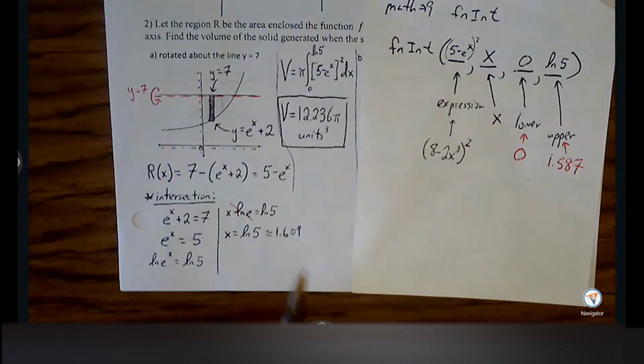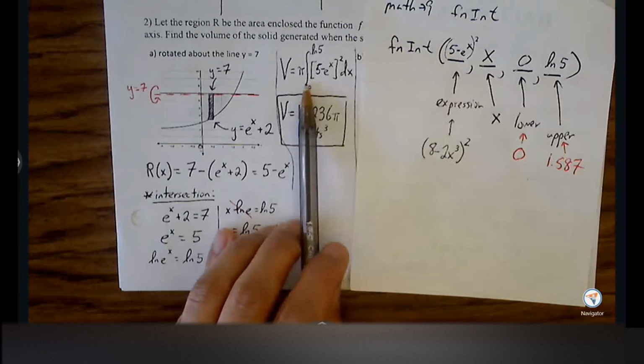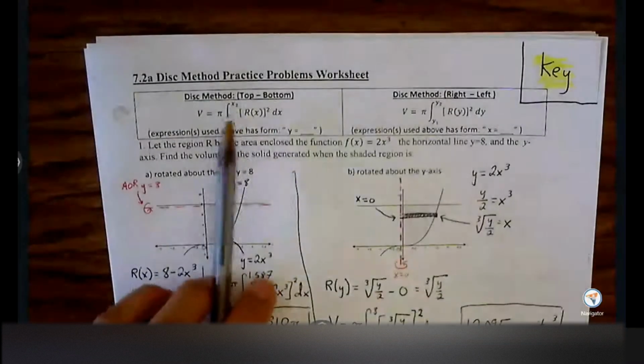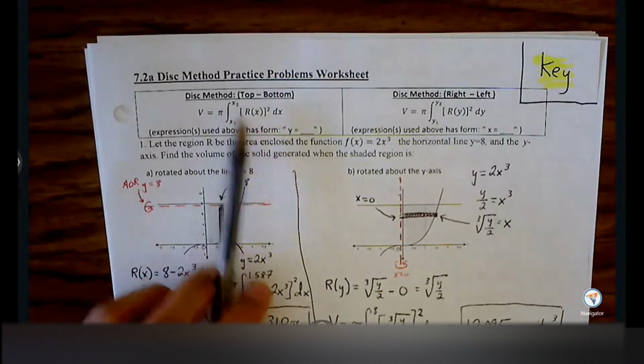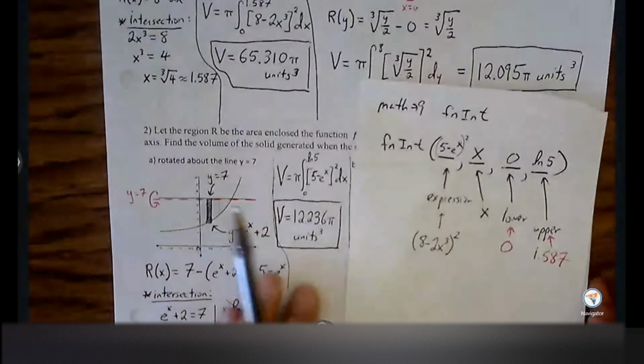Okay. I think we're ready. We have our bounds, we have our radius. So we're going to use the top minus bottom formula here: pi integral from 0 to natural log of 5. And then make sure that you square your entire radius expression.